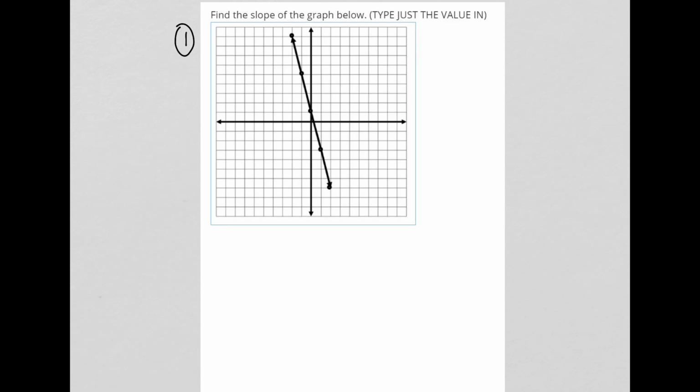So this is problem number 1, where I ask you to find the slope of the graph below. And remember, to find our slope, we were looking for the change in y over the change in x. When you have a graph, though, you can find 2 points. You connect them with a little triangle. That change in y is the up and down change. So there's 1, 2, 3, 4. We go up 4. And then we go to the left 1. That's our change in x. Positive 4 divided by negative 1 leaves us with negative 4. So our slope here is negative 4.